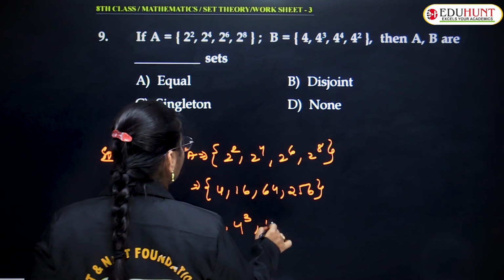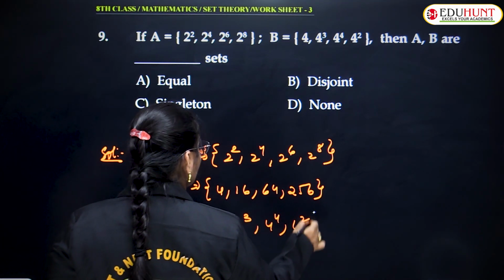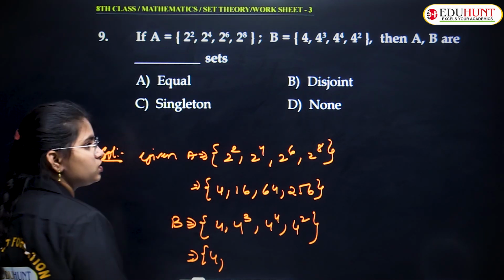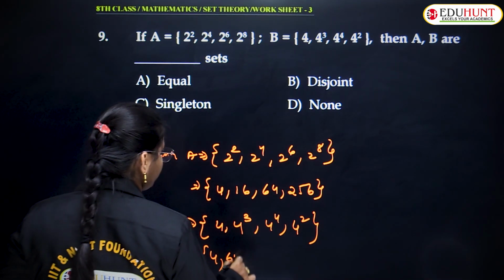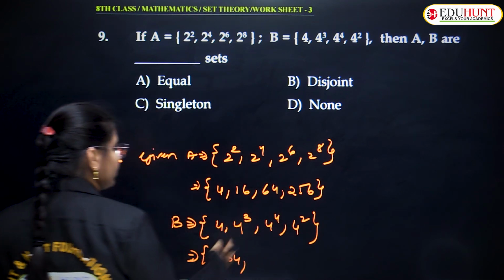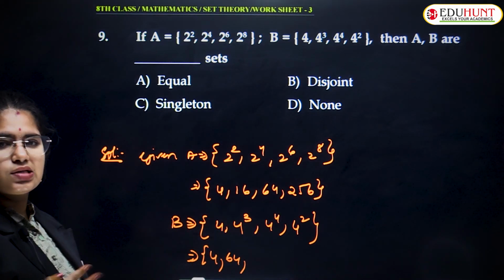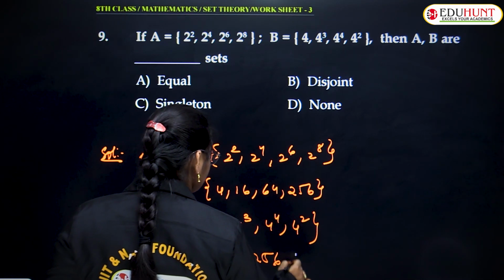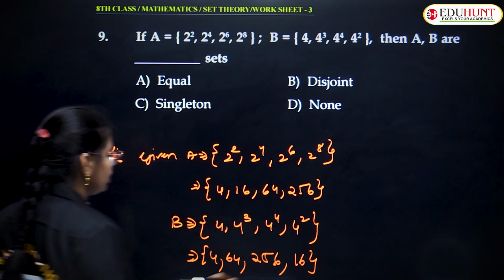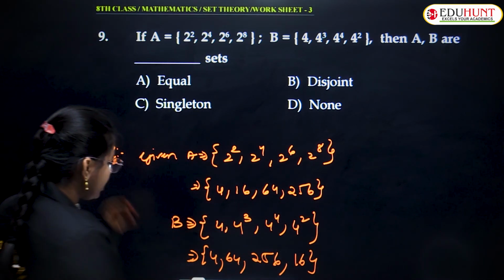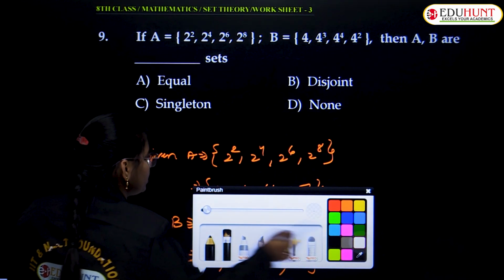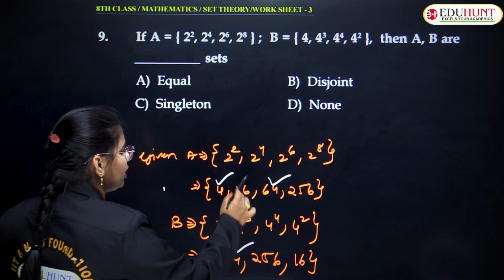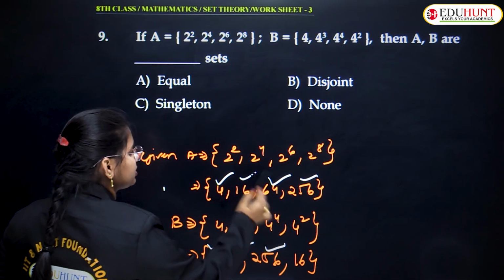Next, what are the elements which are there in B? 4, 4 cube, 4 power 4, 4 square, right? So, 4 is as usual, 4 cube is 4 times 4 times 4, which is 64, 4 power 4 means how much? 16 into 16, which is 256, correct? 4 square is how much? 16, correct? So, if you could observe, 4 is there in common. So, please observe this A and B. 4 is there, 64 is there, 256 is there, 16 is there.